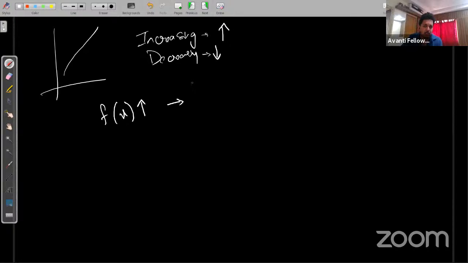In the last class we discussed what happens to its first derivative. Very good, Rajamma. If the function is increasing, what happens to the slope? Slope is nothing but the derivative, the first derivative, f dash of x. What happens? This is very, very important. It will be helpful throughout the whole chapter.